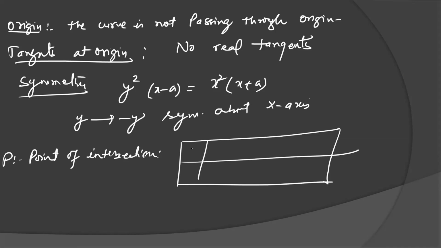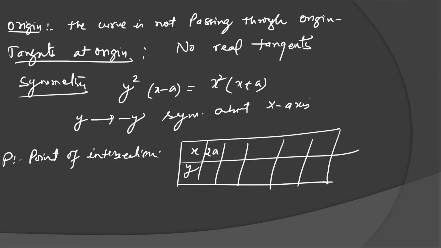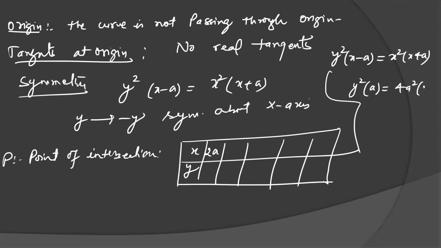So if you draw the point here, x, y, if x equal to 2a, we can take any point outside this, after a and before minus a. If you put x equal to 2a in the curve y square (x minus a) equal to x square (x plus a), you will get y square equal to 4a square times 3a, so y equal to root 12a, means 2 root 3a.